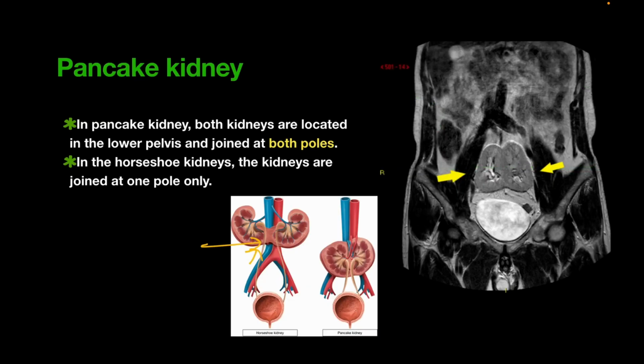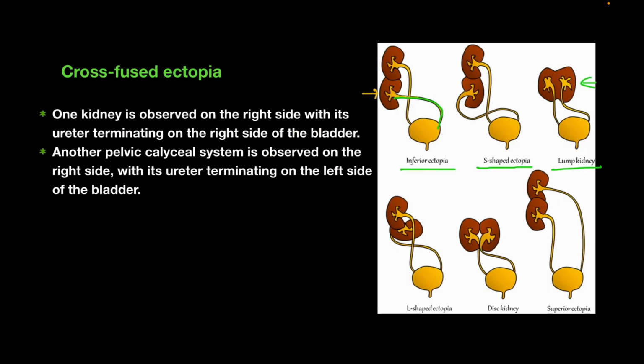Pancake kidney occurs in the lower pelvis, while in this anomaly both kidneys occur on the same side. So this is the lump kidney. Then the next type is L-shaped ectopia. Then this one is the disc kidney, and this one is the superior ectopia. So these are the different types of crossed fused ectopia.